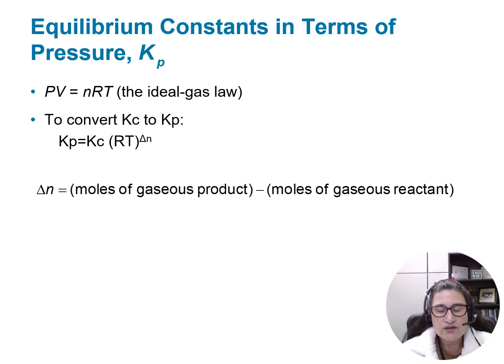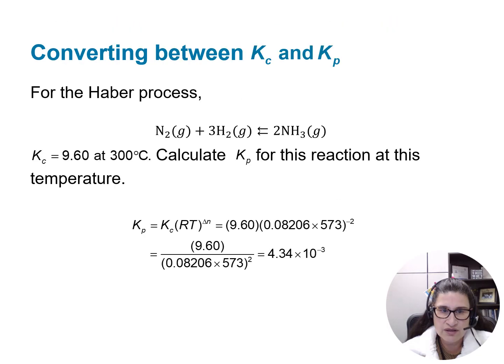Now, if we wanted to convert Kc to Kp, because sometimes they'll give me a Kp but I need a Kc, or vice versa, we're going to use Kp equals Kc times (RT) to the delta n power. And delta n is the moles of gaseous products minus the moles of gaseous reactants. So we'll have an example.